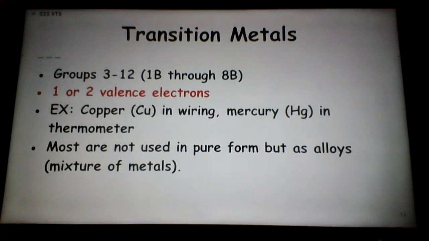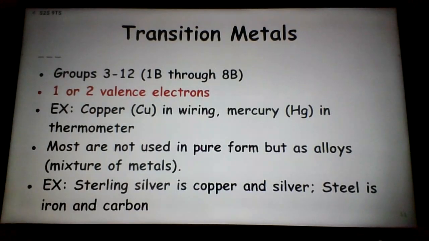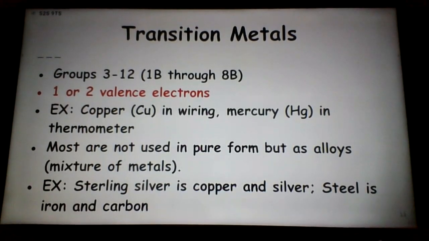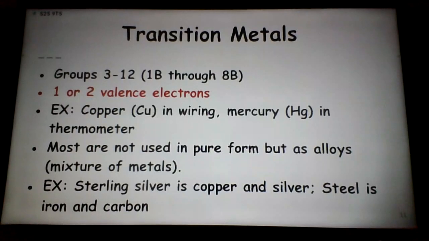In fact, the coin nickel used to be made mostly of nickel, but then copper and zinc are less expensive to use. So that's what our coins are made of now. Sterling silver is copper and silver. Silver is element 47, Ag.